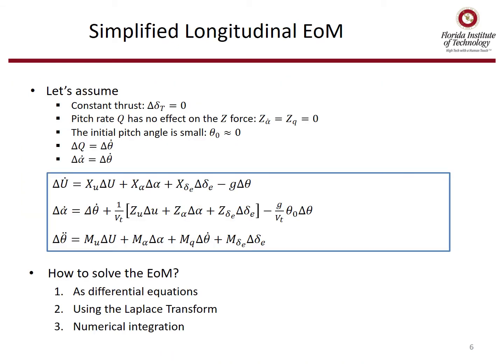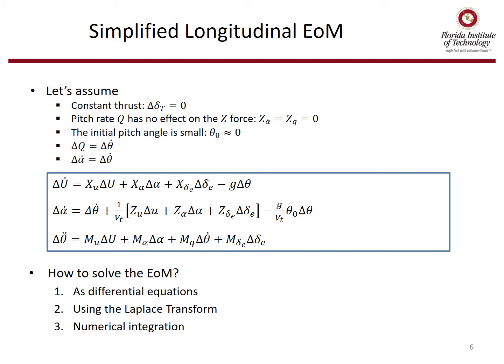Recall that we had three longitudinal equations of motion. Let's make some more assumptions. First, that there's constant thrust. So our change in our thrust angle will be 0. Next, we'll assume that pitch rate q has no effect on the Z force, so those derivatives will go away.